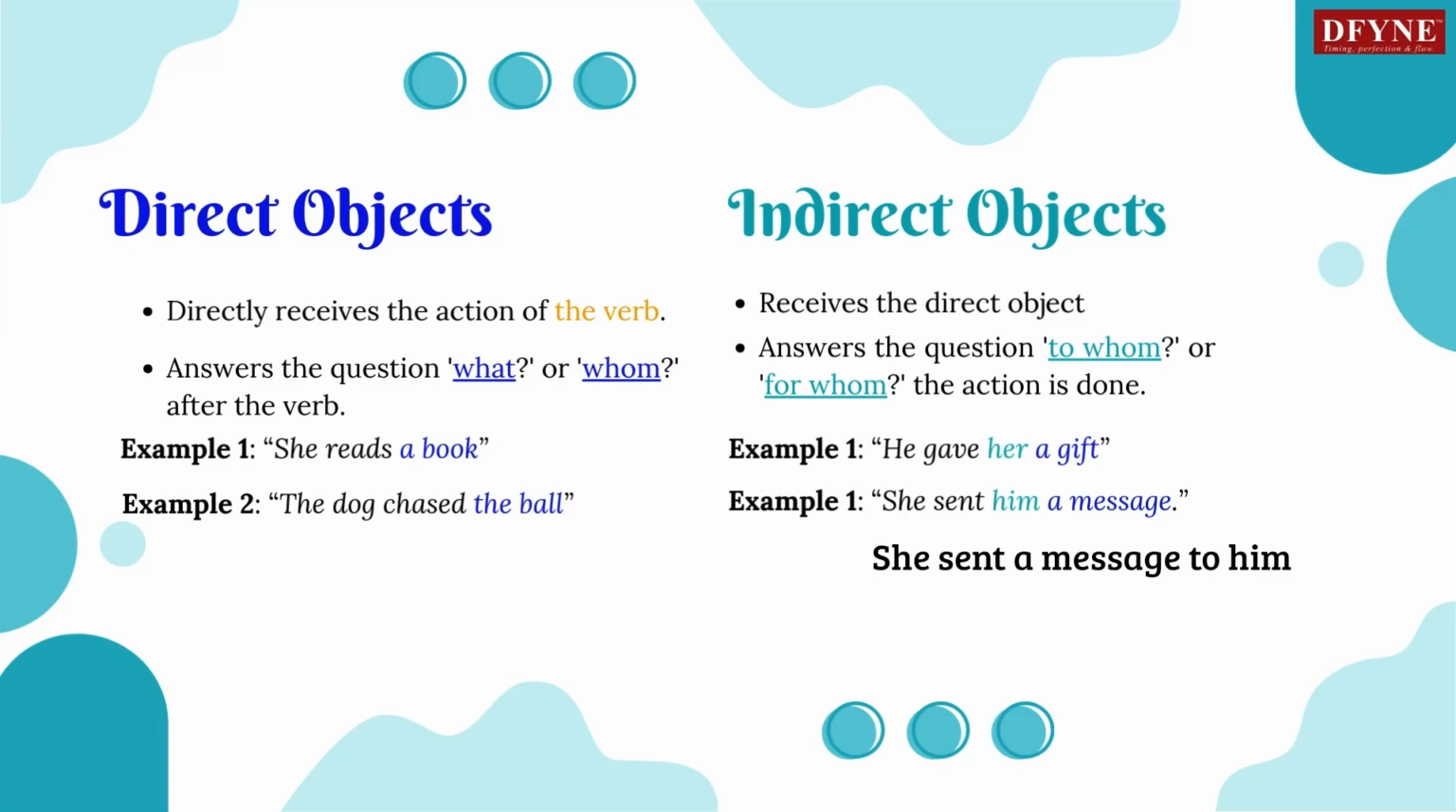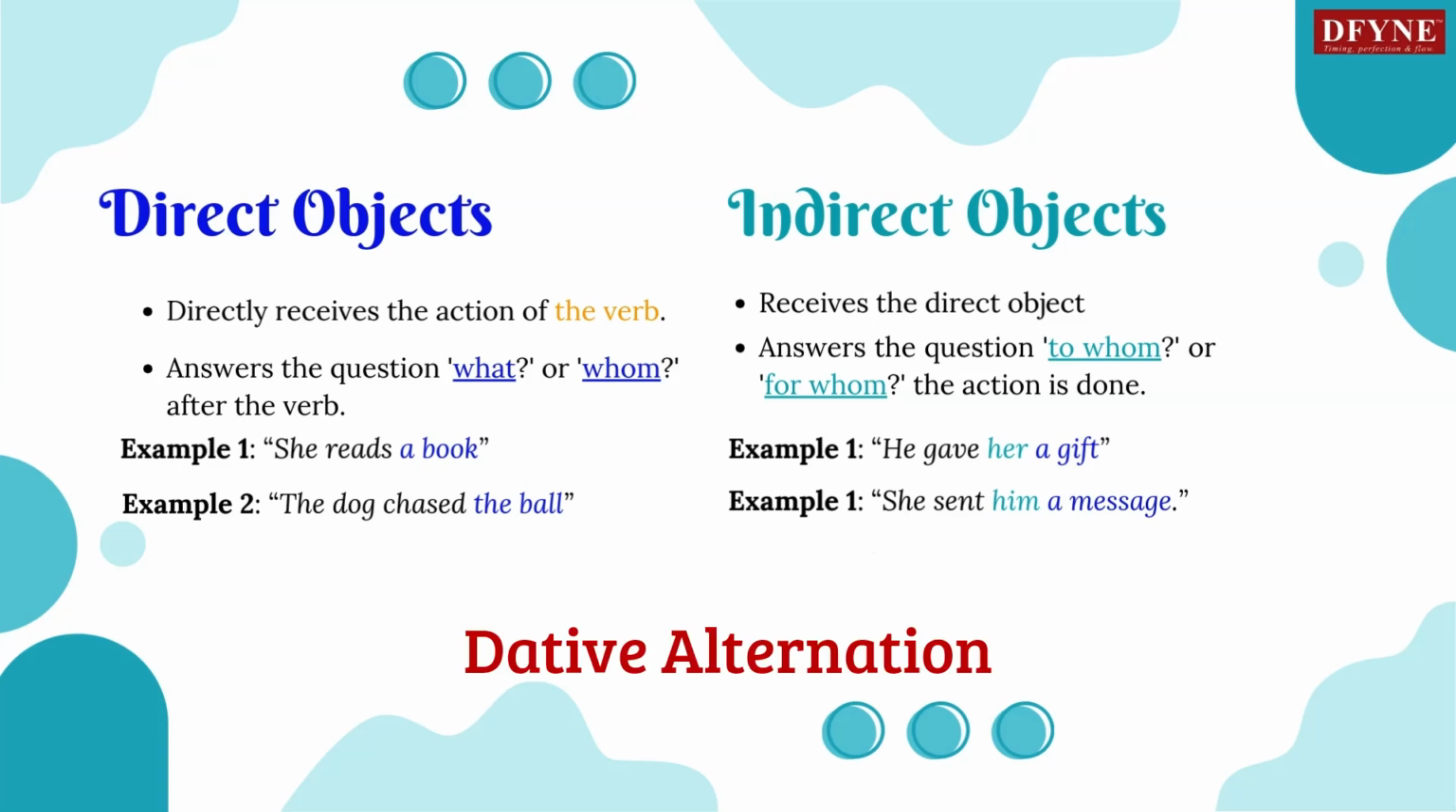But if we say, "She sent a message to him," we use a preposition, to, with the indirect object him, and the direct object message still following the verb. There is a grammatical rule in English called the dative alternation based on the position of an indirect object relative to the verb. We will take a look at it later in this video.